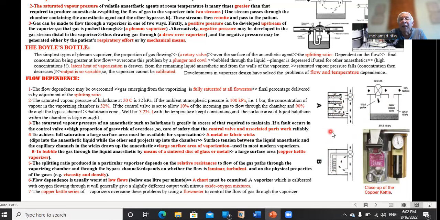Of course, the pressure in the splitting ratio, whether it's in the bypass or through the vaporizer, has different resistance according, of course, to the type of flow, whether it's laminar or turbulent, and on the character of the fresh gas flow according to its density, whether it's oxygen or nitrous oxide and oxygen. We must keep in mind that nitrous oxide being dissolved in the carrier during passage in this liquid will affect the final concentration by its absorption in the liquid.